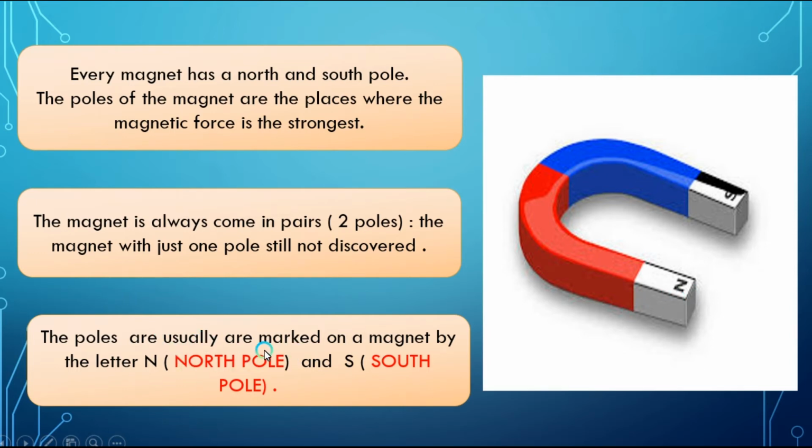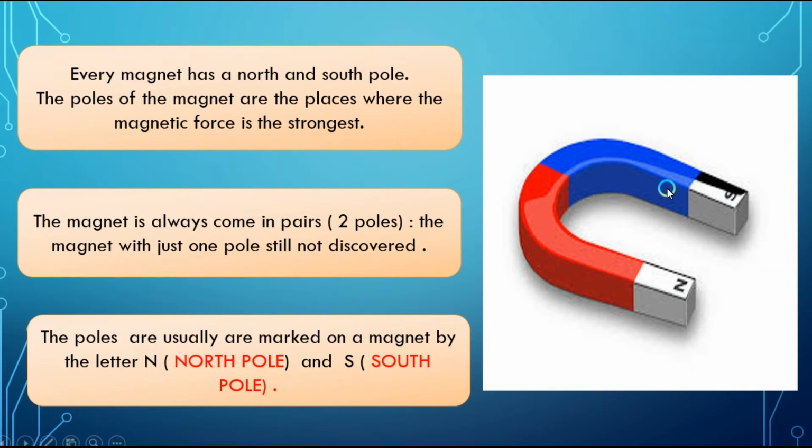The poles are usually marked on a magnet as the North Pole and the South Pole. So actually, every kind of magnet should be formed by two poles. There is no magnet with just one pole. We cannot make a magnet formed by just one pole. It should be composed of two kinds of poles, as we're going to see here. This is the North Pole and this one is the South Pole.